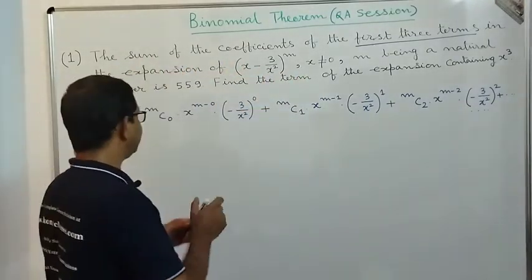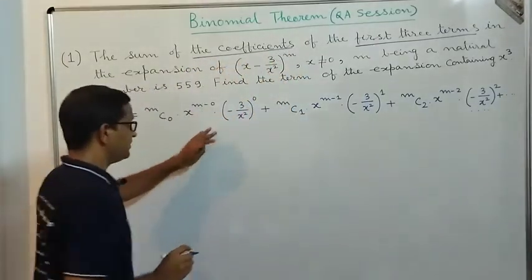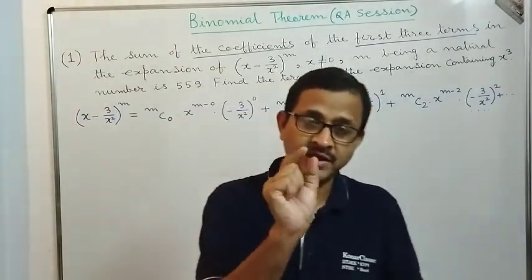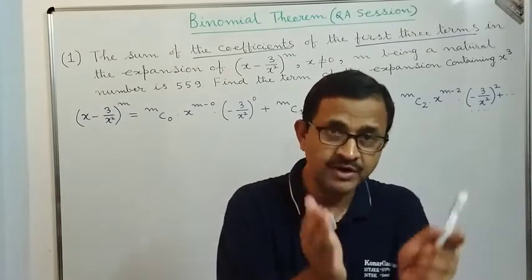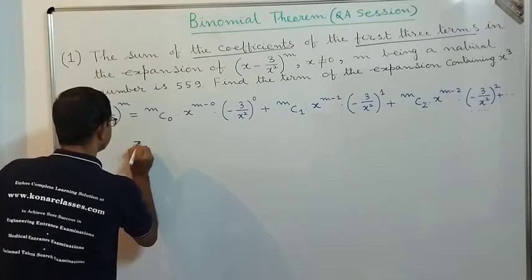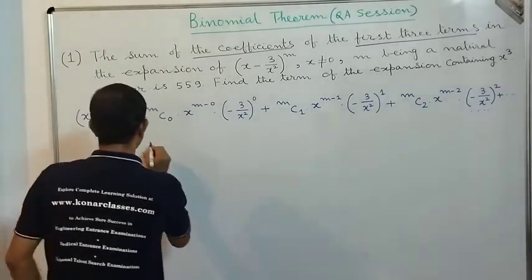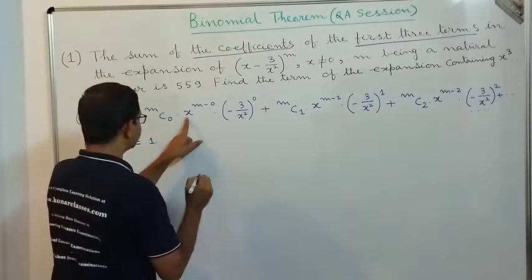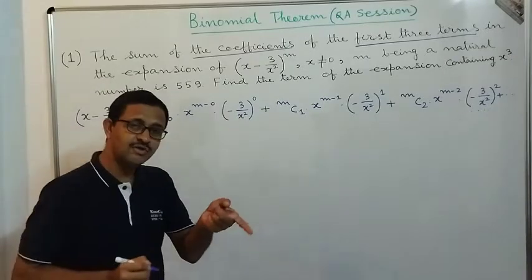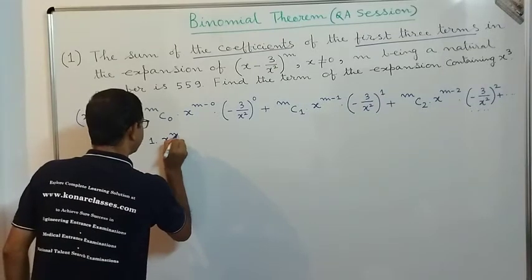Now what we are interested in is finding the coefficients. These are the terms, but what are the coefficients? Coefficients means whatever the power of x is multiplied with. That is known as the coefficient. So let us expand it. This is equal to mC0. We know the value of mC0 is equal to 1. So we get 1 into x to the power m minus 0, meaning x to the power m, and (minus 3 by x square) to the power 0 is equal to 1. So we get 1 into x to the power m.